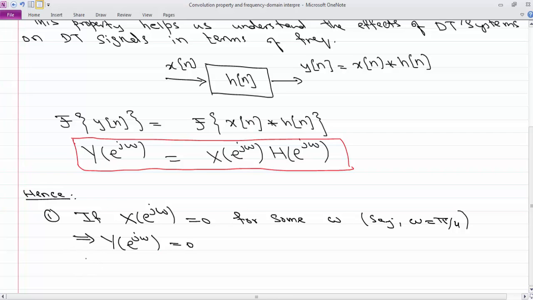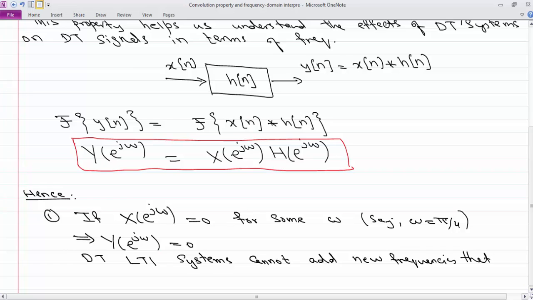So what it means is that if your input signal does not have a frequency, a discrete time LTI system cannot insert that frequency into your output signal. If I am a singer and I produce absolutely no frequencies at, let's say, 10 kilohertz or 11 kilohertz, no matter what kind of processing I do, I cannot insert that 10 or 11 kilohertz frequency into the processed song. So discrete time LTI systems cannot add new frequencies that are not present in input signals.